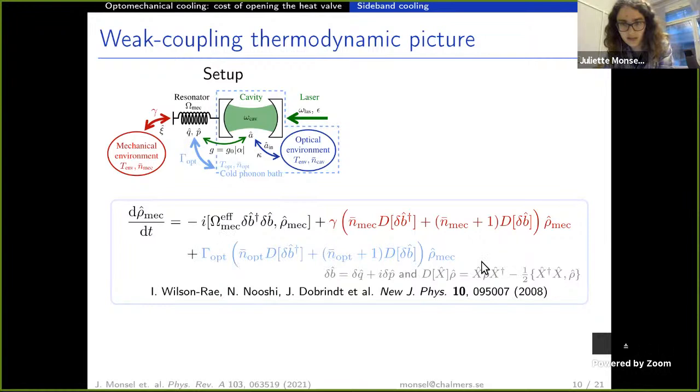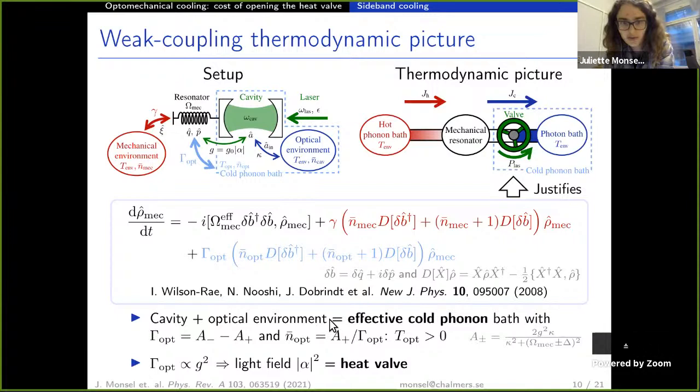So this is the Hamiltonian part of the evolution. In red, there is the contribution, the dissipation coming from the mechanical environment, so from the hot bath. And the interesting part is that when we trace out the optical part, we get a term which has exactly the same shape as the term coming from the mechanical environment, just with different coefficients. And that shows that the cavity plus optical environment acts like an effective cold phonon bath with a coupling strength gamma opt, and an average number of phonons n opt, which is finite. And also interestingly, this coupling strength is proportional to the number of photons in the cavity. And therefore, the light field in the cavity really acts like a heat valve that allows the resonator to couple to the cold bath. And therefore, this justifies the heat valve picture I've shown you.